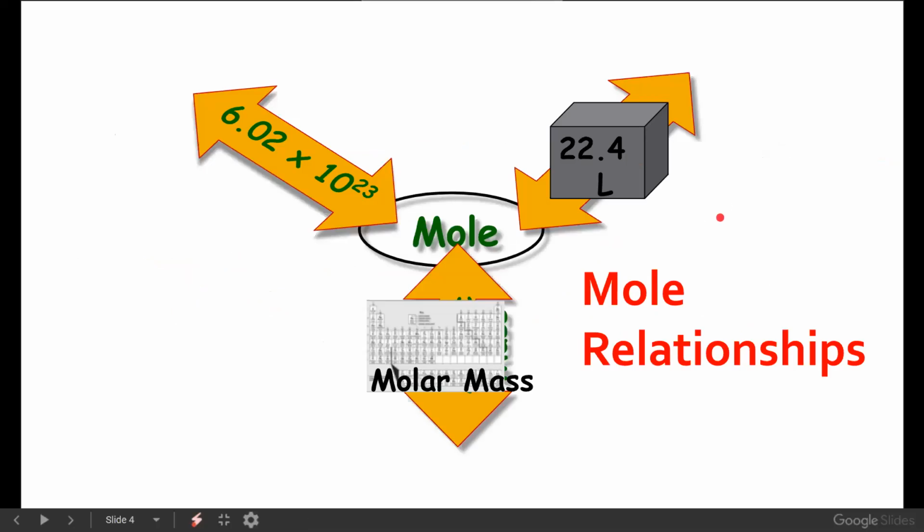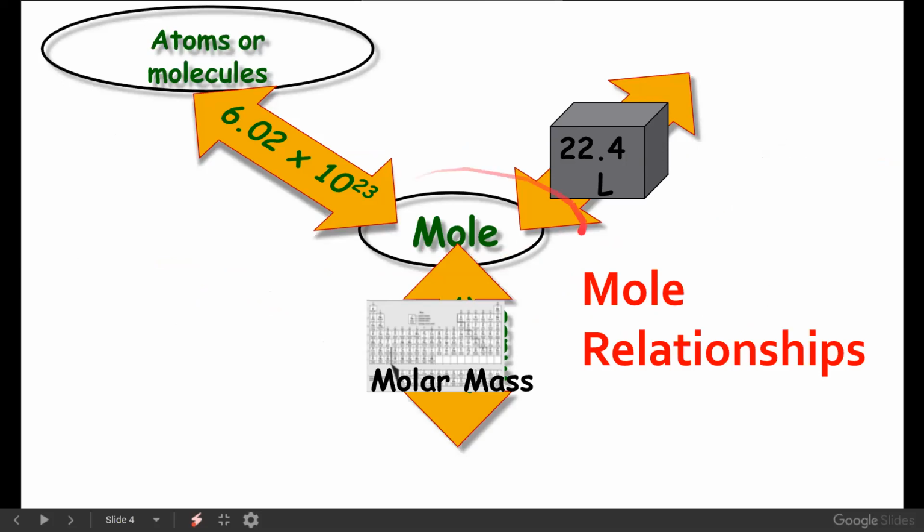This is a handy chart that might take a little bit to get, but once you get it, it's really useful. Basically, what this is showing is that the mole is the center of all of this. These are all conversion factors that go through the mole. So if you are given the number of atoms or molecules, and you want to find out how many moles that is, you can use the conversion factor of 6.02 times 10 to the 23rd is equivalent to 1 mole.